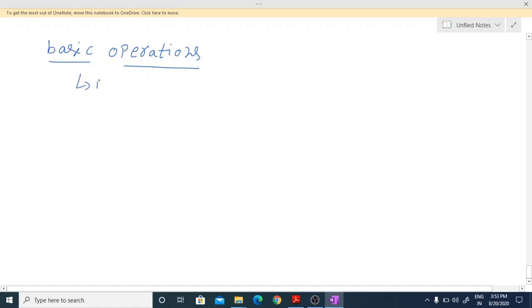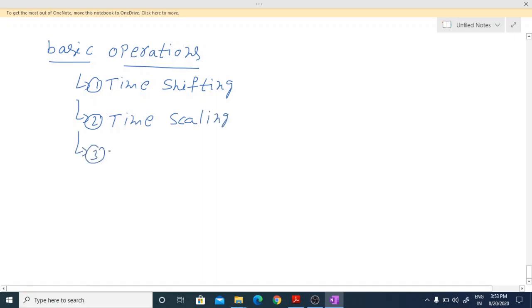The first one is time shifting. The second one, time scaling. The third one, time reversal operation, time reverse. Fourth one, amplitude scaling.